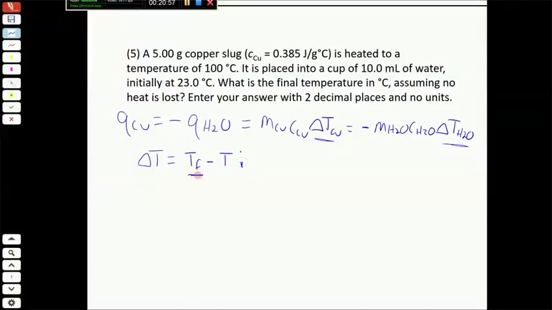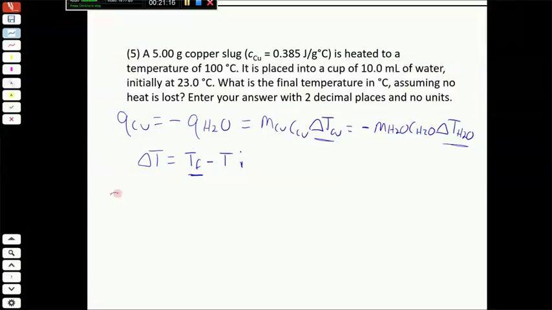And the final temperature, TF, is going to be the same for both of them. So the heat transfer stops when the two objects that are in contact with each other, in this case the copper and the water, get to the same temperature. That's when there's no more heat transfer. So that TF value is the same number for both of them. So we can then rewrite the equations, putting the numbers in.